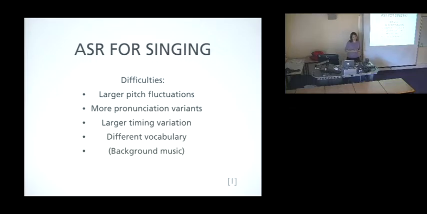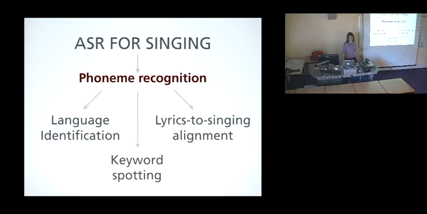And as you can probably imagine, singing has a lot of characteristics that are very different from speech, and that includes larger pitch fluctuations. The pronunciation can be very different and even can vary in one speaker. The timing is very different from speech, and it varies more. We've got different vocabulary than, say, someone reading the news on TV. And then, of course, one of the biggest problems is background noise, or background music, as you would call it then. Although I'm not going to be talking much about background music, because most of my work so far has been focused on a cappella singing, just as a starting point.